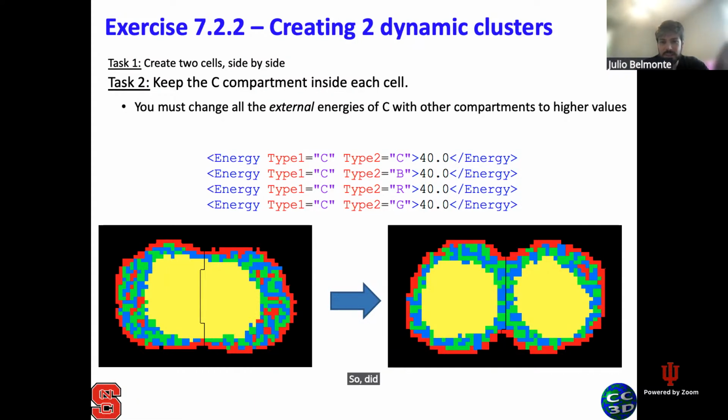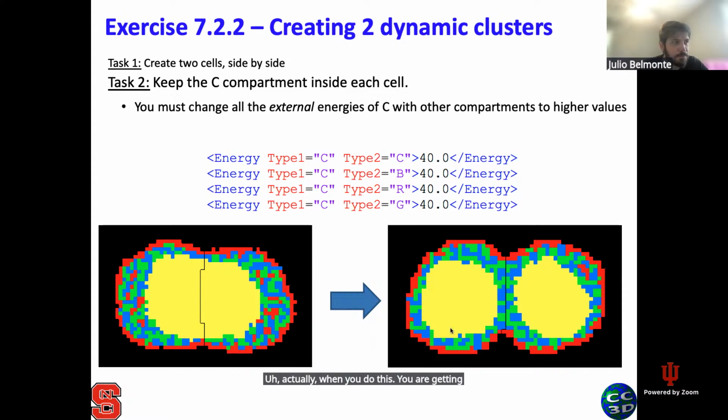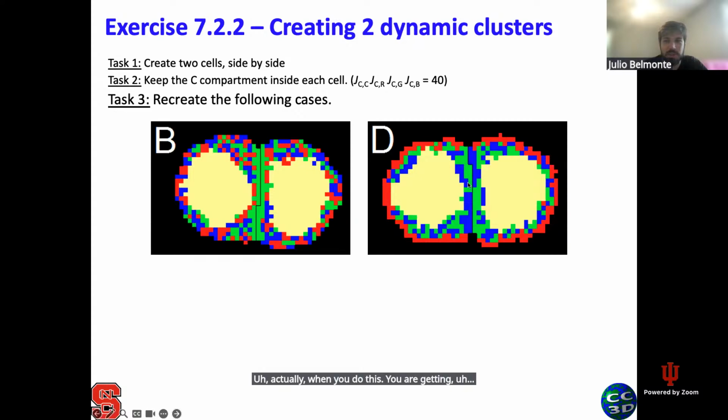So did you all get this? And does the solution make sense to you? I got something similar, but I decreased the external energy between green and blue. Okay, in this case, the green and blue like to colocalize with each other, right? But that's not necessarily forcing the cytoplasm to move away. Actually, when you do this, you are getting this output here, right?